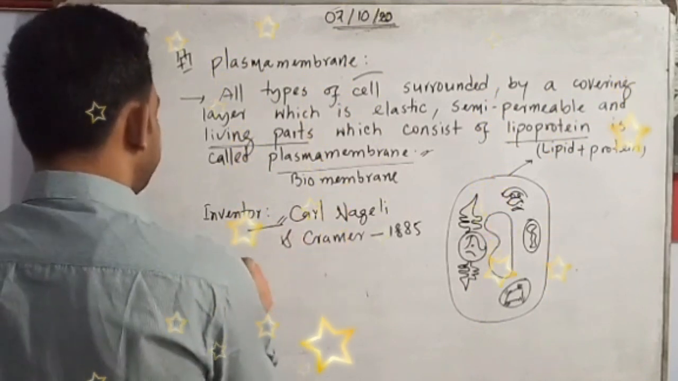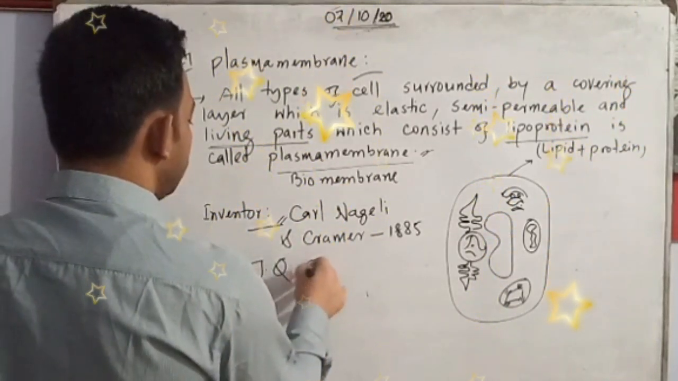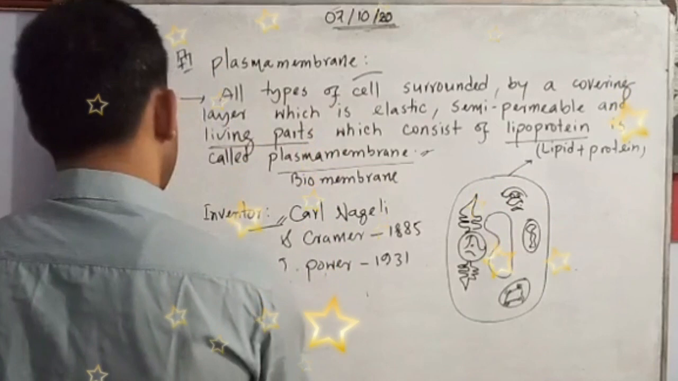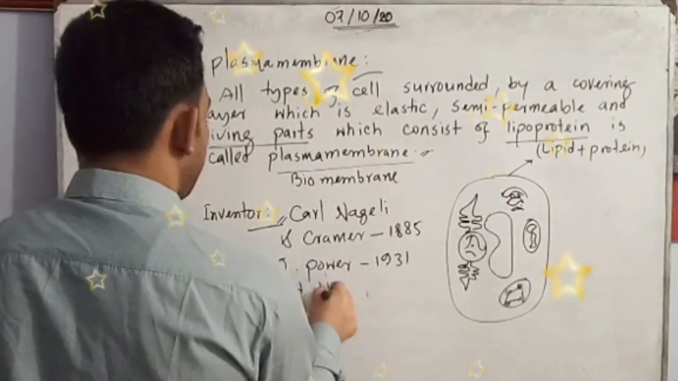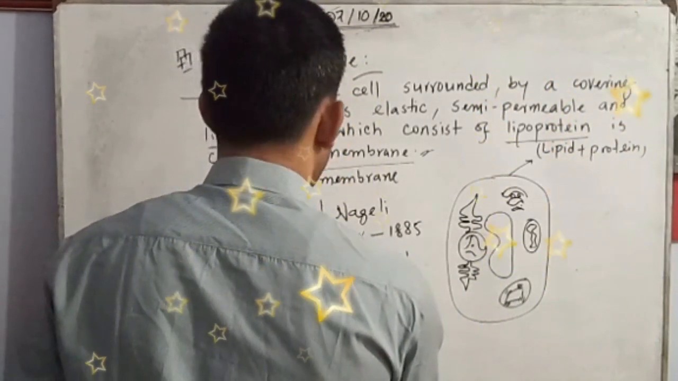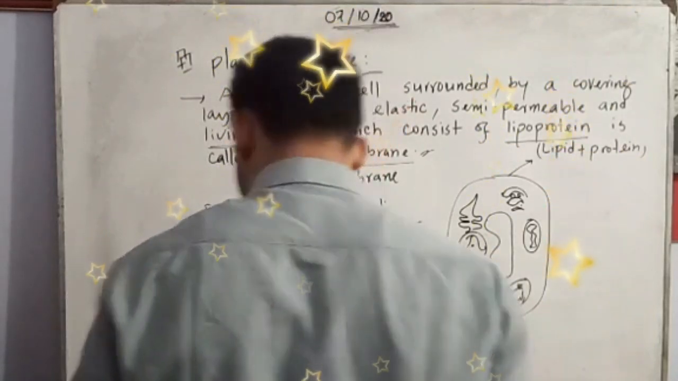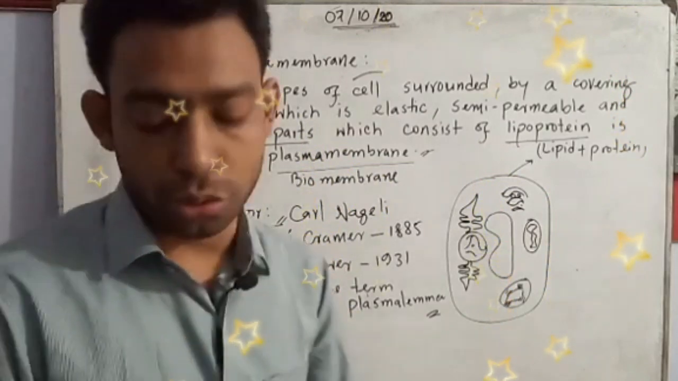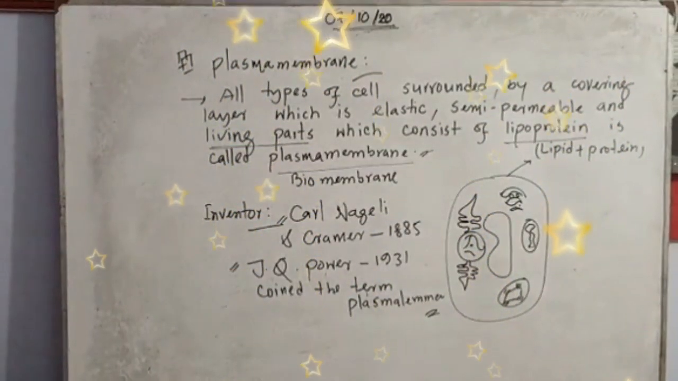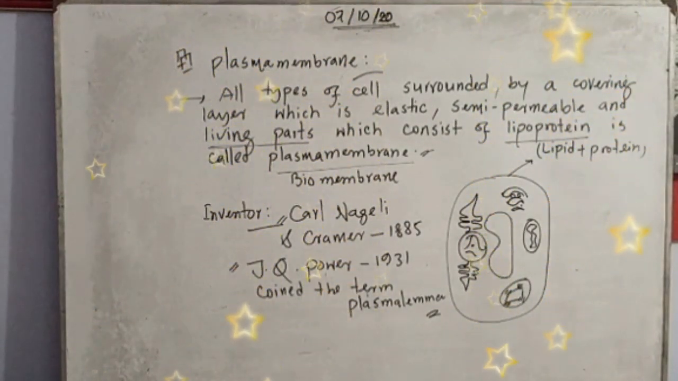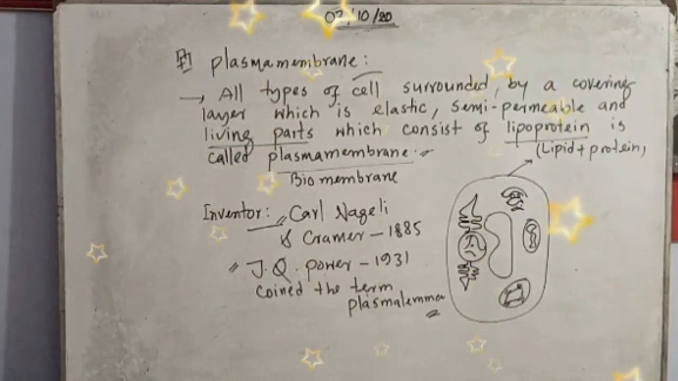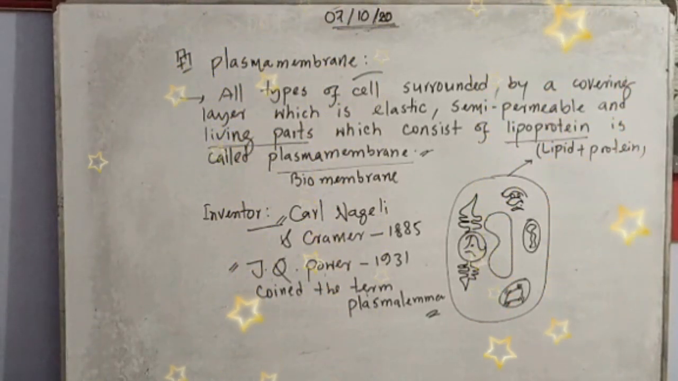And then you can write J.Q. Powers in 1931 coined the term plasma lemma. Yes, dear students, look here. Do you know what the plasma lemma is? This term is also related with the plasma membrane and also has a connection with the other cellular parts. I will make you understand the plasma lemma. Don't panic about that. I have seen many of you, as in the previous time, as sincere students in my class.